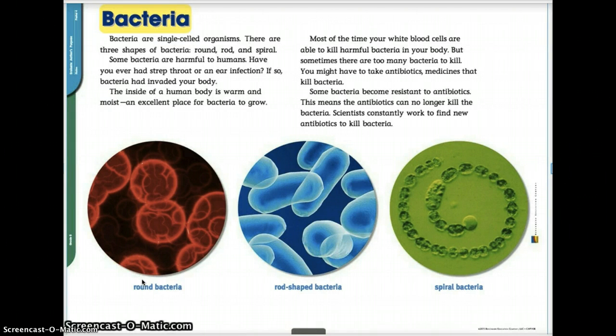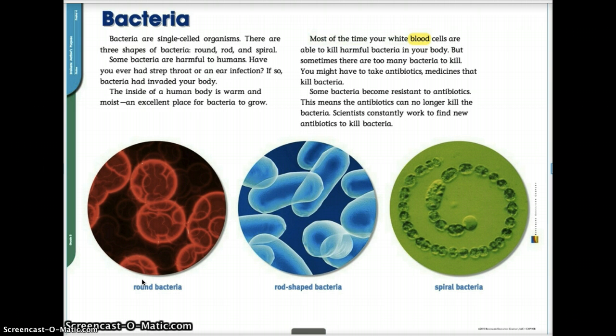Bacteria. Bacteria are single-celled organisms. There are three shapes of bacteria: round, rod, and spiral. Some bacteria are harmful to humans. Have you ever had strep throat or an ear infection? If so, bacteria had invaded your body. The inside of a human body is warm and moist, an excellent place for bacteria to grow.